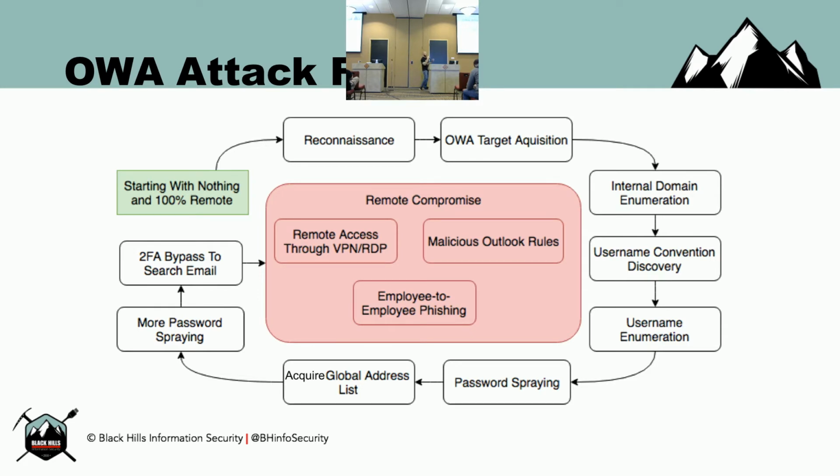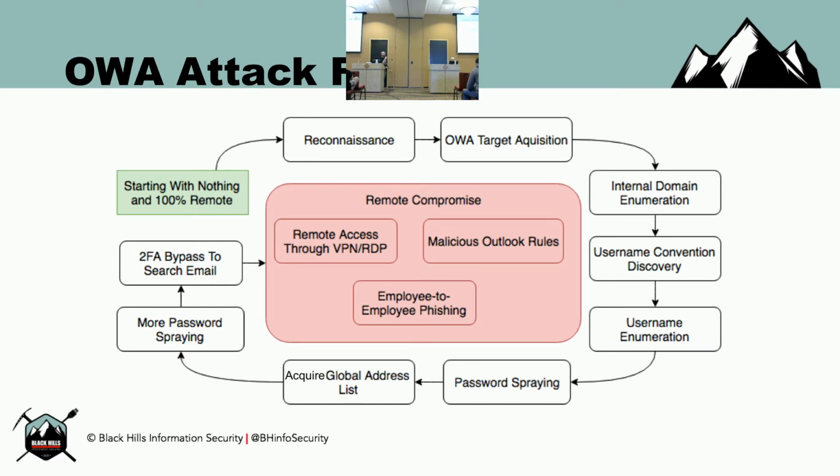And then employee-to-employee phishing. Between a user on a domain, with access to their email, you can now use trust relationships, conversations where somebody's already established some sort of trust with each other.